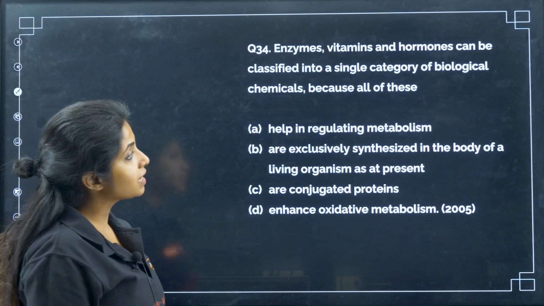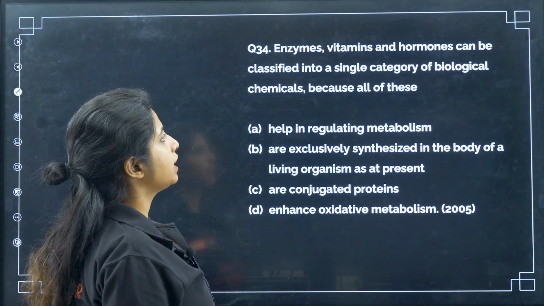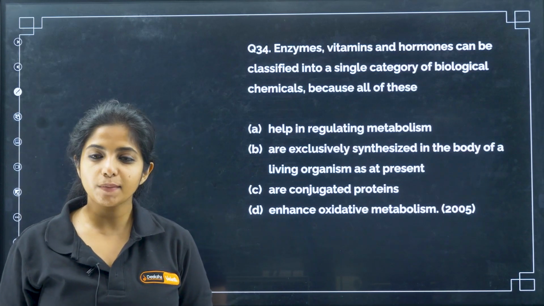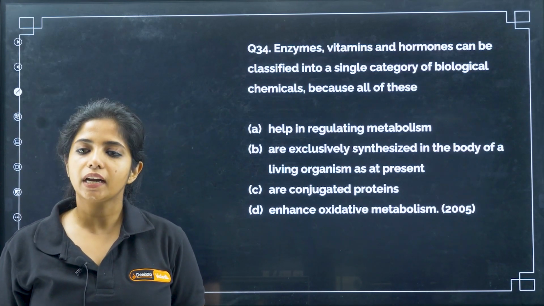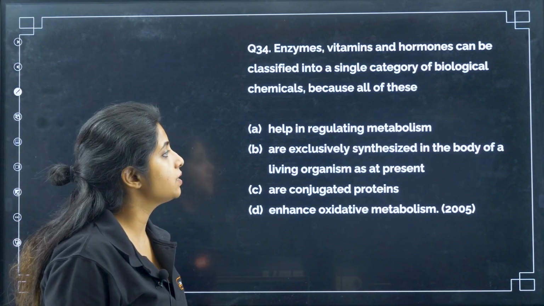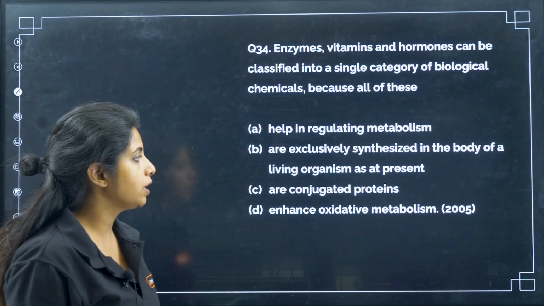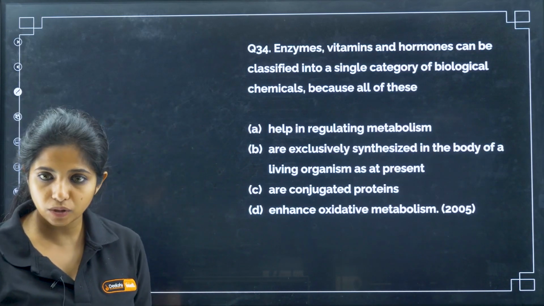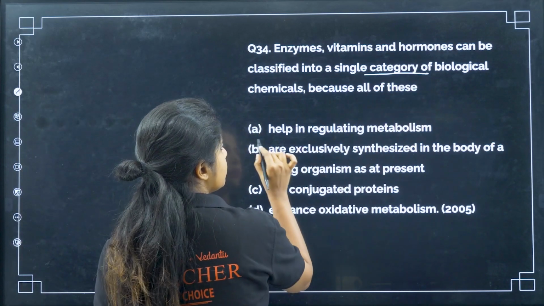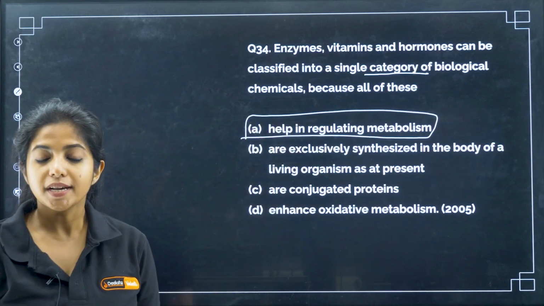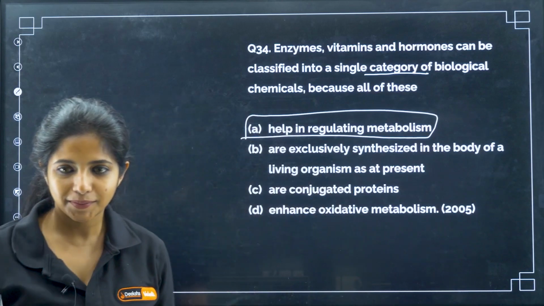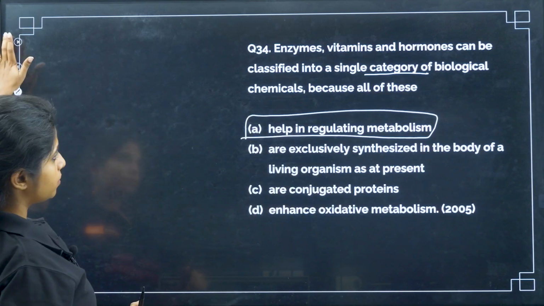Next, 34. Enzymes, vitamins and hormones can be classified into a single category of biological chemicals because all of them what? Helps in regulating metabolism, are exclusively synthesized in the body of a living organism, are conjugated proteins, enhance oxidative metabolism. What is the answer for this question? All of them help in regulating metabolism, which is why your answer would be A, nothing else.